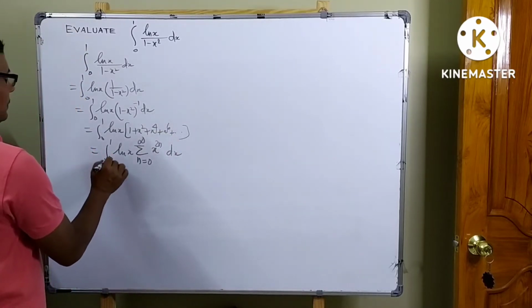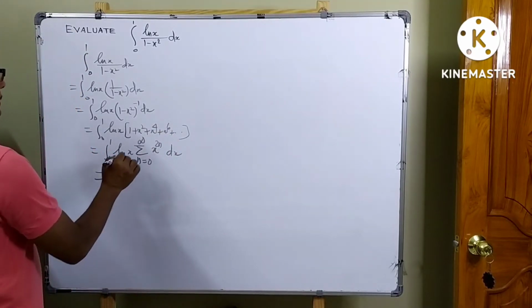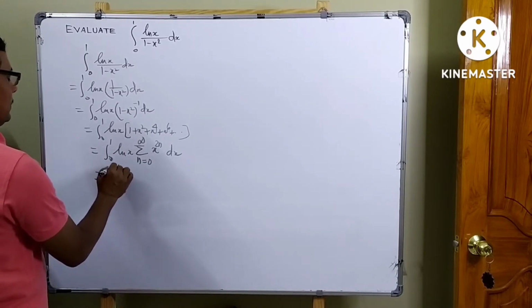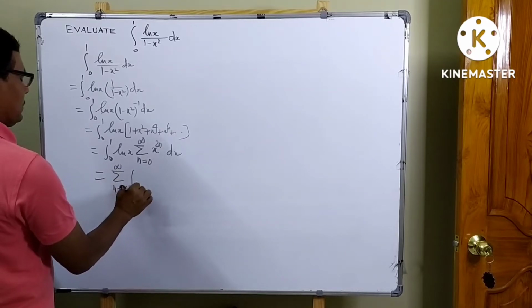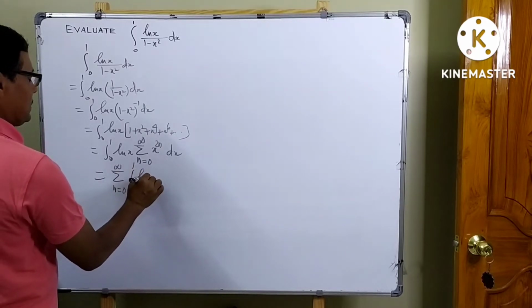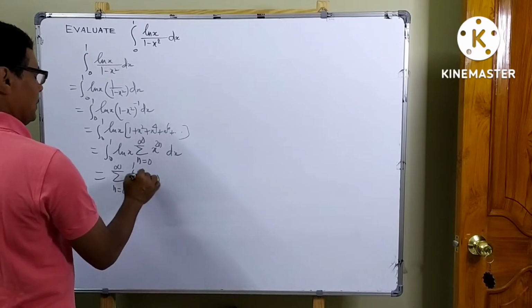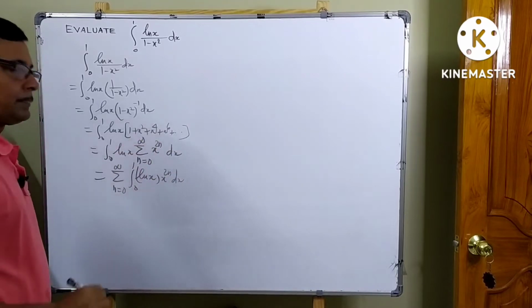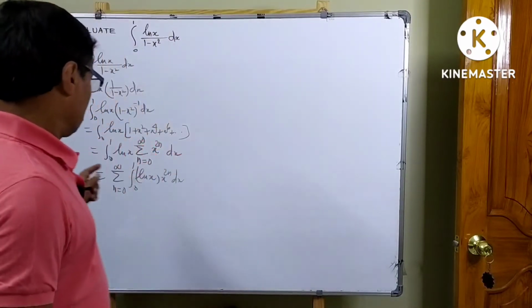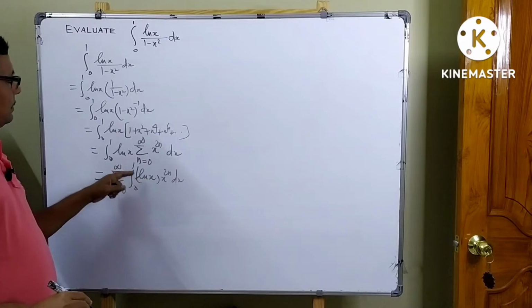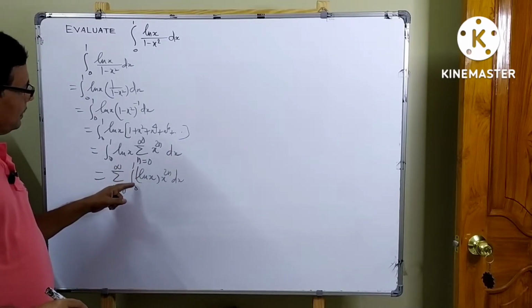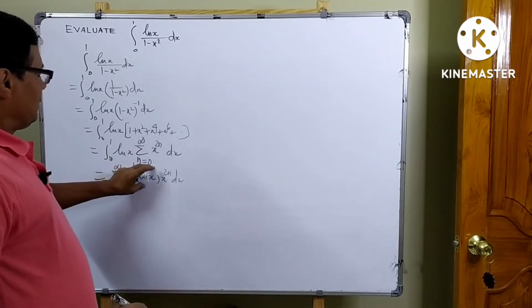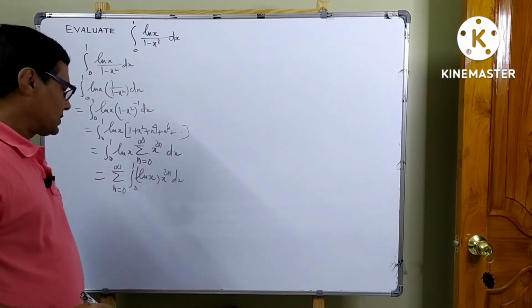Now we can write this as summation n equal to 0 to infinity, integration 0 to 1 natural logarithm x times x to the power 2n dx. So, we can evaluate this integral by parts. We can evaluate this integral by method of integration by parts.